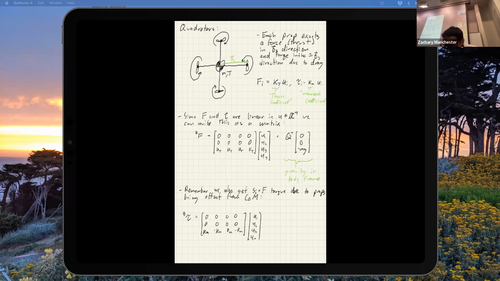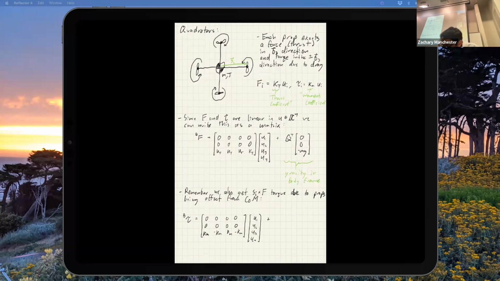Then we're going to get these. So that's the torque, again, the drag torque on the propeller blades. Then this term, sum over i, s_i in the B frame cross each individual thrust, right? So this k_T times u_i kind of guy.